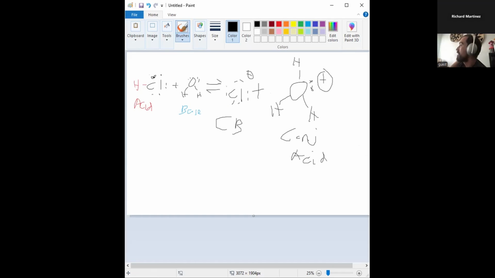Now, conjugate base is what remains from the original acid. So this Cb, it's a horrible picture, but this is what remains from the acid, right? Since we're plucking this portion off, or moving it over to here, Cl is by itself. Does that make sense?